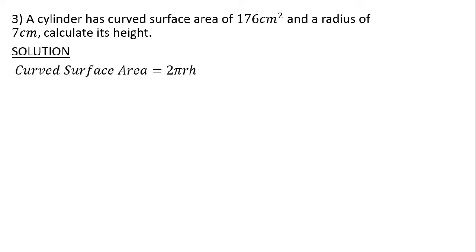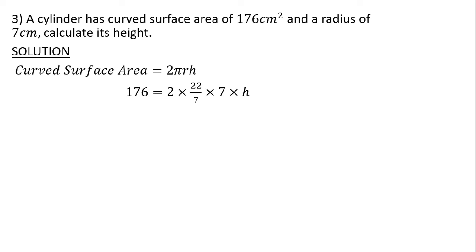So say curved surface area is equal to 2 pi rh. Since the curved surface area has already been given, the question is saying has curved surface area of 176. So where there's curved surface area, we'll replace the 176. Where there's pi, we'll replace 22/7. And where there's the radius, we'll replace the 7. We don't know what our height is.